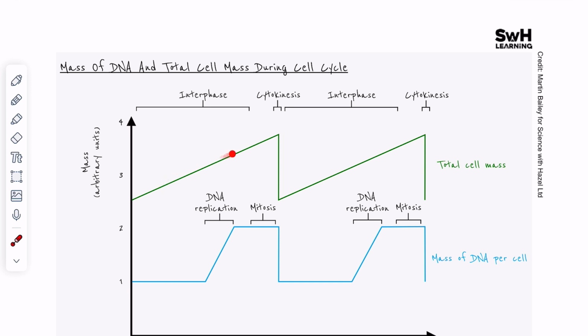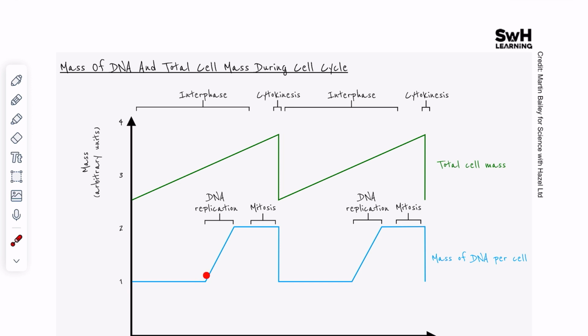So obviously this green line represents the total cell mass. So it makes sense that during the interphase stage and the mitosis stage of the cell cycle that the total cell mass is increasing due to the replication of those organelles and the DNA replication. And then obviously when cytokinesis occurs, which is in effect cell division, you're going to see a rapid decrease in that total cell mass simply because the cell's dividing into 2.